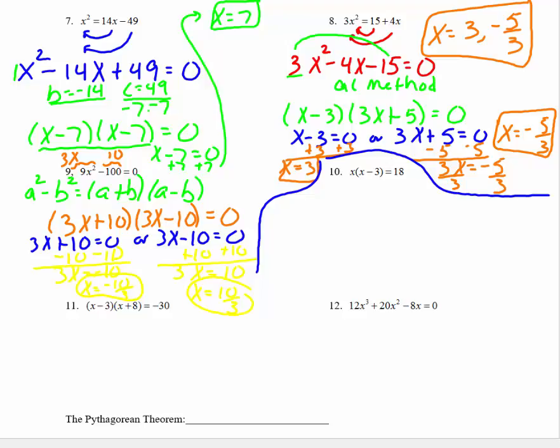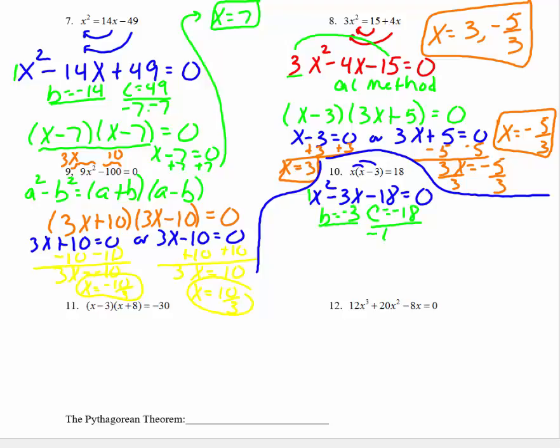So we'll go ahead and distribute the x, and we get x squared minus 3x. I need to subtract the 18 over to the other side, and it's going to equal 0 now. So at this point, I need to factor. Looking at x squared minus 3x minus 18, I see that this is just a C method because the number in front of x squared is 1. So I'll need to find the factors of negative 18 to add up to a negative 3.